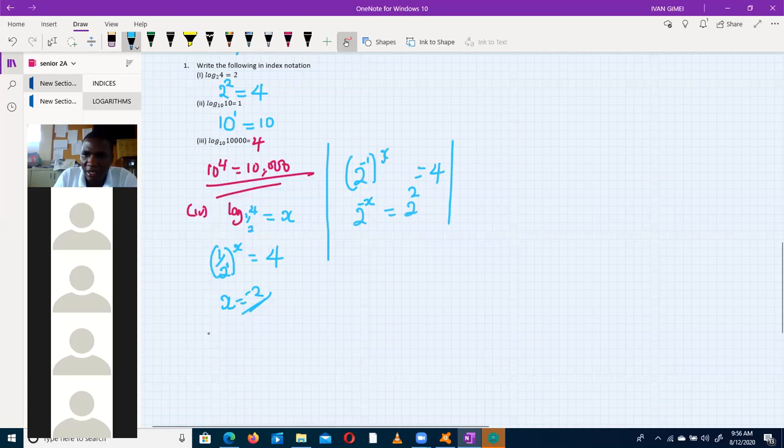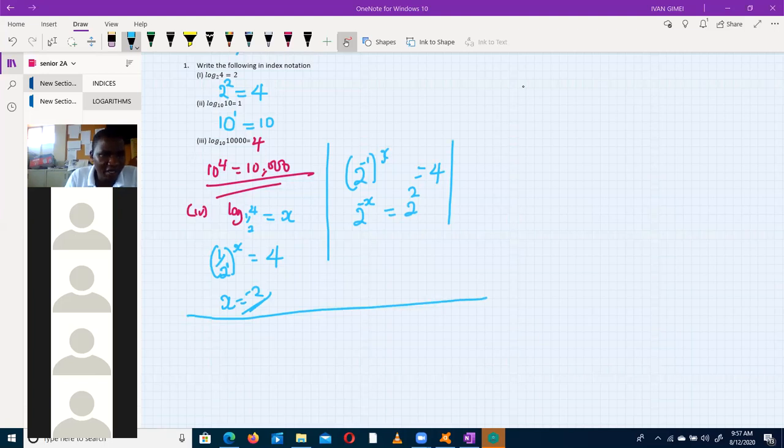So the next thing we want to look at is how we can evaluate logarithms. So I'm going to write the questions here. I prefer typing them, but let me just write them. The knowledge of knowing how to convert logarithms to index form and converting index form to logarithms can help us to evaluate logarithms. The next element we're looking at here is evaluating logarithms.